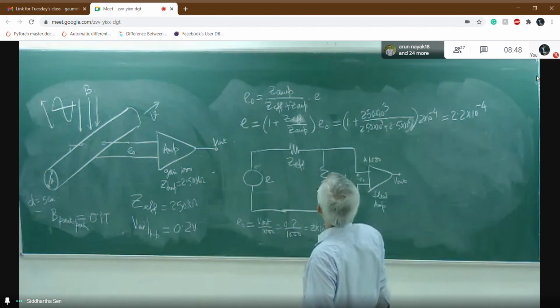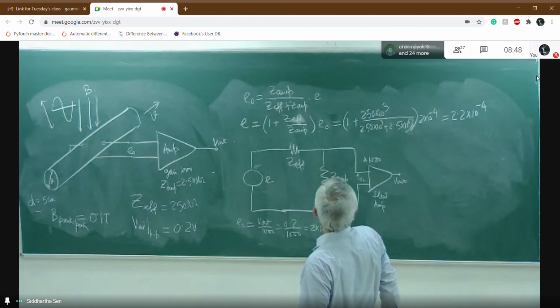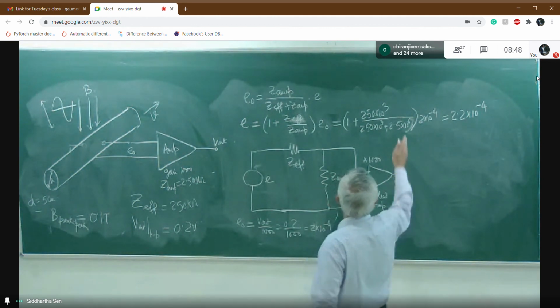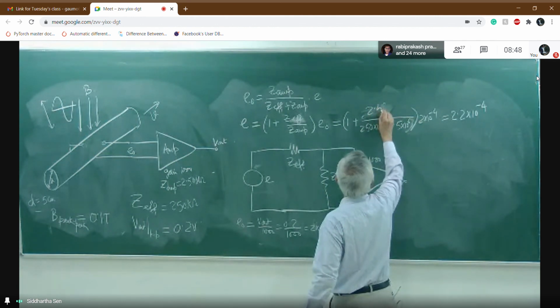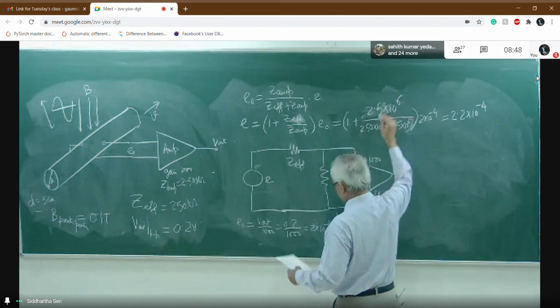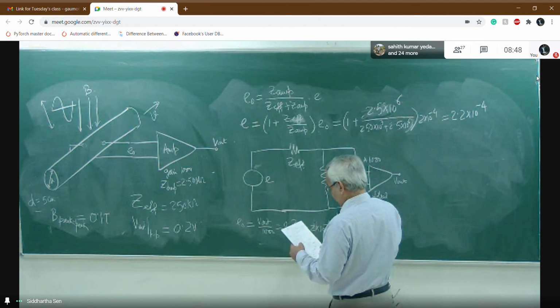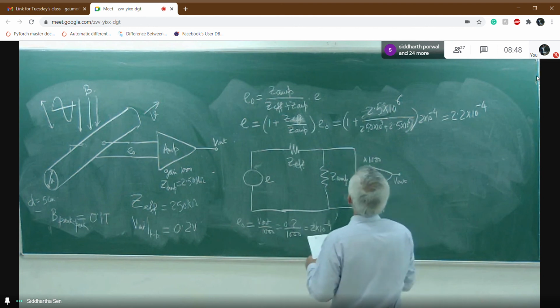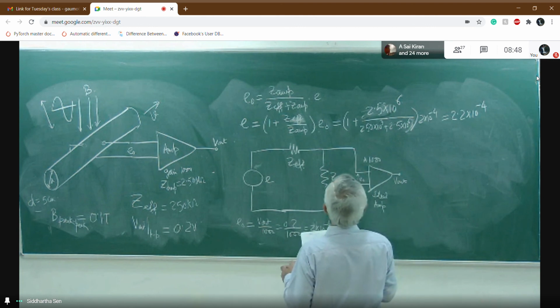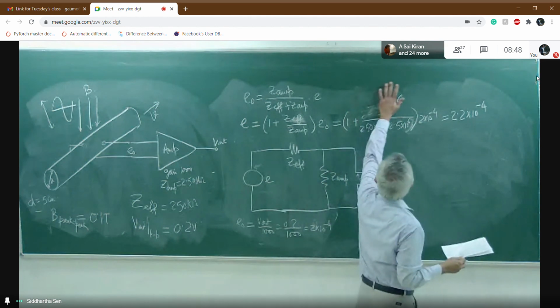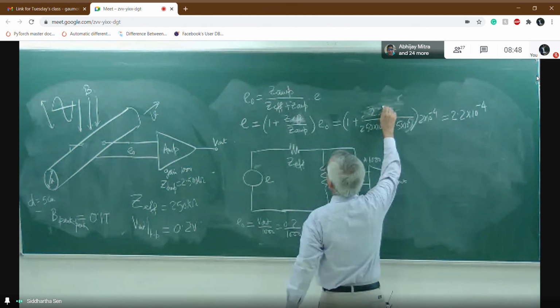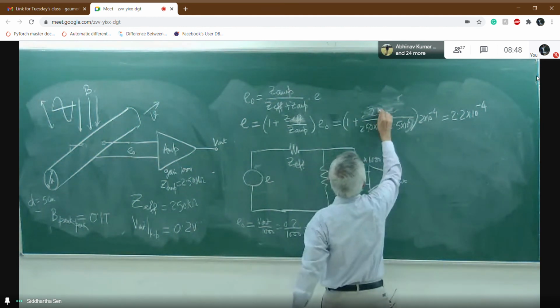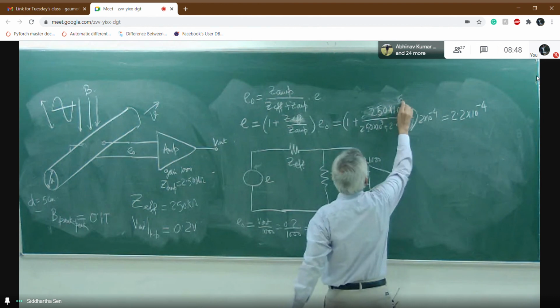Sir, while you have substituted the values, it is 2.5 into 10 to the power 6 there. Oh, acha, acha. Substituting the value, no sir, that should not be 2.5 into 10 to the power 3. It is 250, that is basically 250 into 10 to the power 3. That's what I mean, sir.